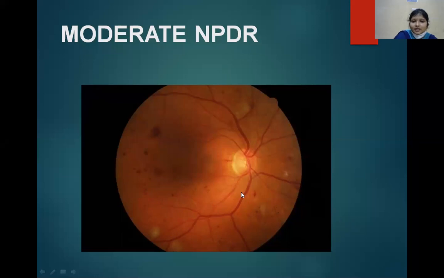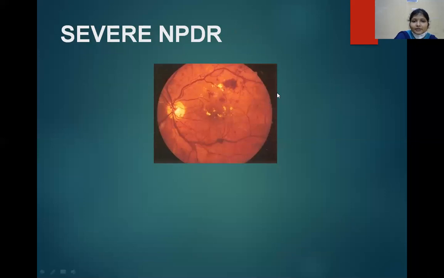Early mild IRMA can be present. So that is moderate NPDR. Next, coming to severe NPDR. In severe NPDR, we have the 4-2-1 rule. In all the 4 quadrants, there are hemorrhages and exudates.